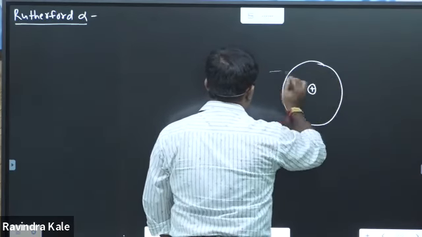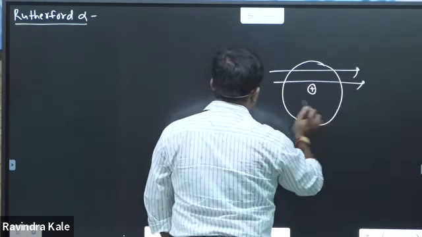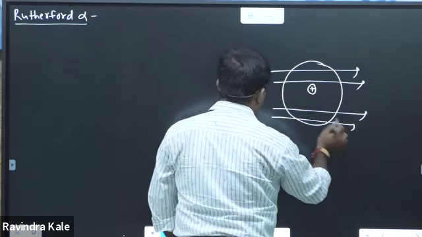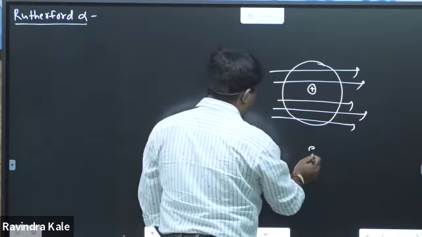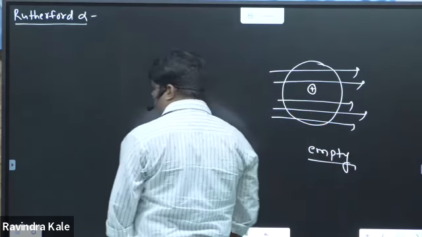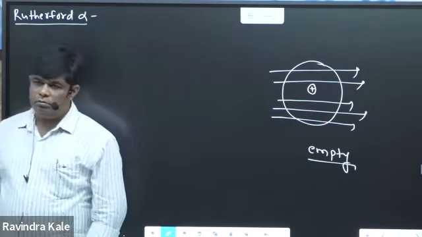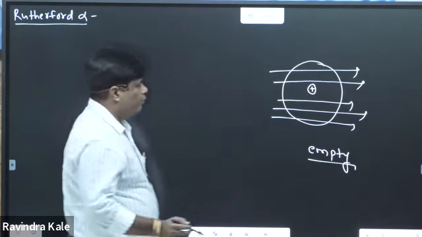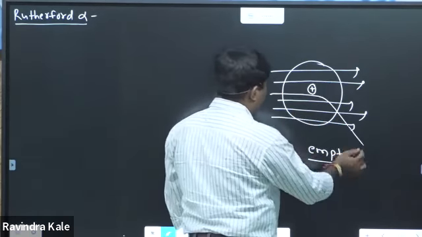Most of the alpha particles passing through gold foil without any deflection means most of the part of an atom is empty or hollow. Is it clear? Then very few alpha particles are deflected through a small angle.